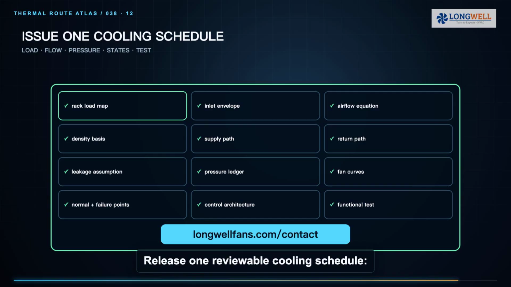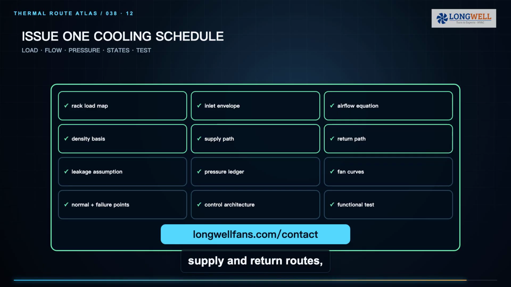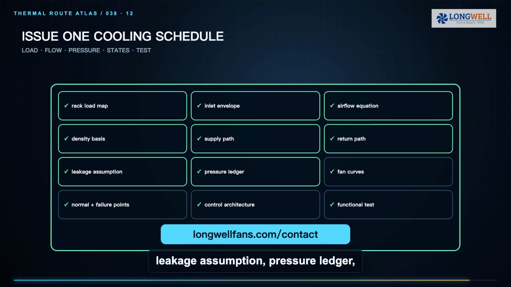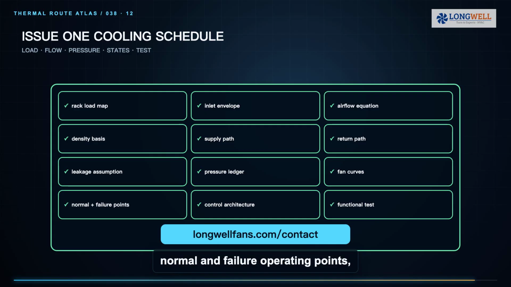Release one reviewable cooling schedule, rack load map, approved inlet envelope, airflow equation and density basis, supply and return routes, leakage assumption, pressure ledger, verified fan curves, normal and failure operating points, control architecture and functional test plan. Only after those fields agree should the equipment selection be frozen.